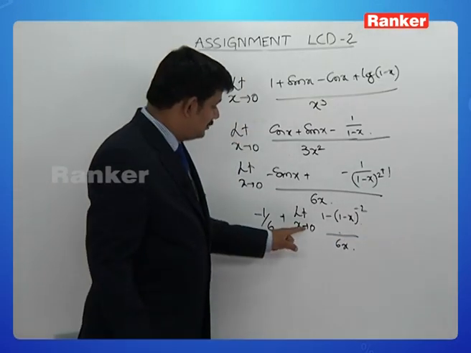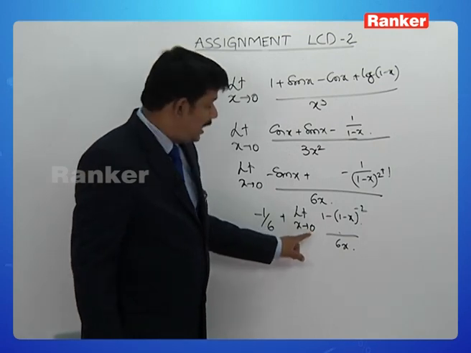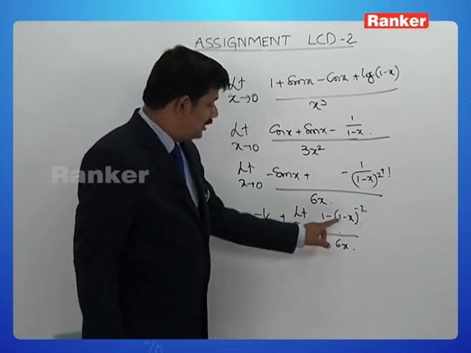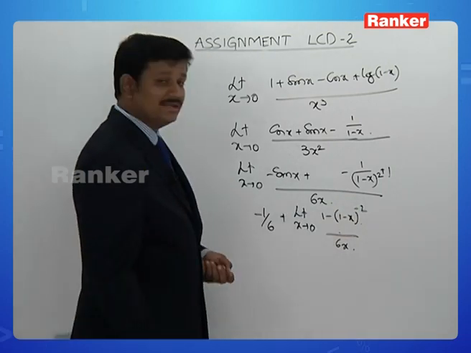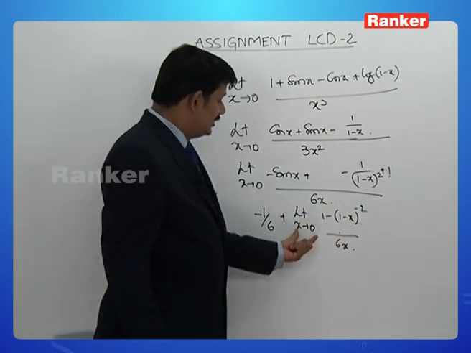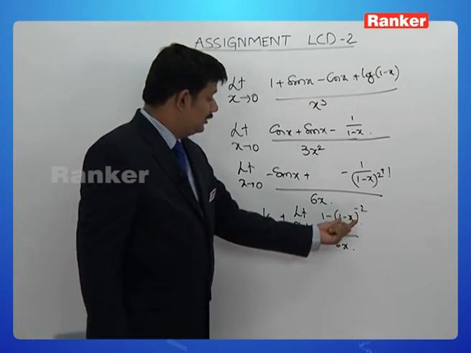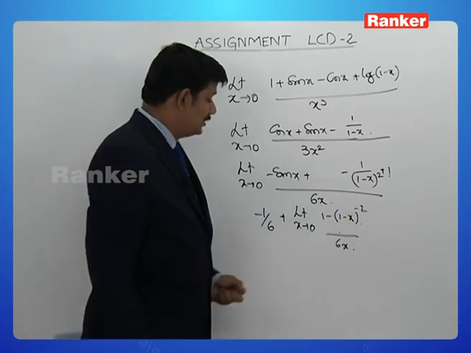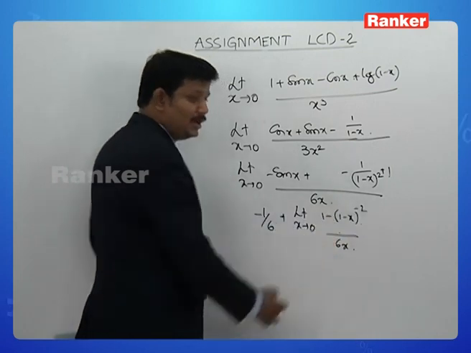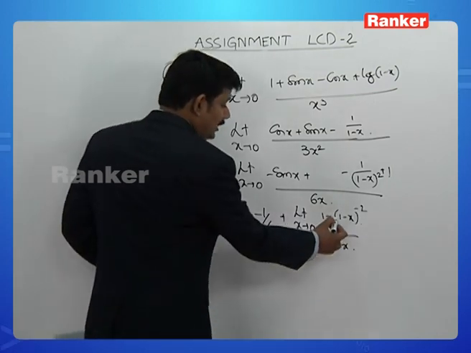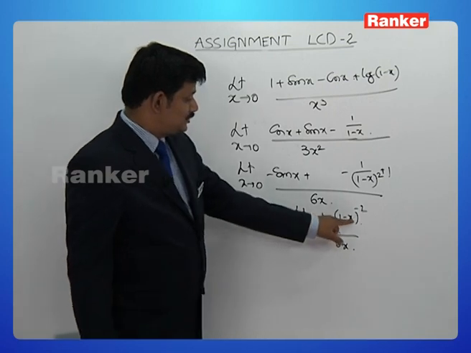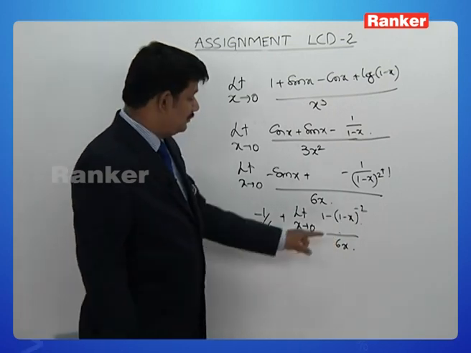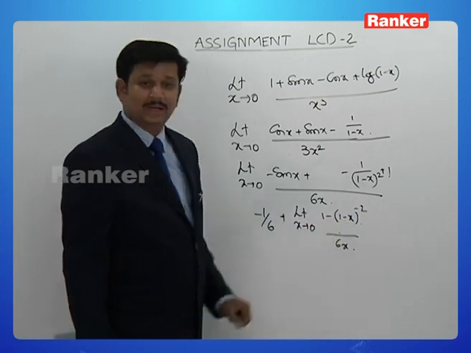x is a very small number tending to 0, and whenever x is very small, (1 + x)^n will be approximately 1 + nx. And when x is tending to 0, we can happily replace (1 - x)^(-2) with 1 + 2x. This (1 - x)^(-2) can be happily replaced with 1 + 2x.